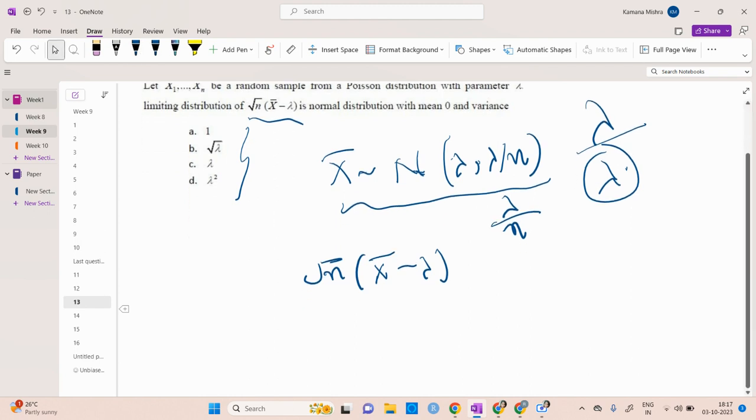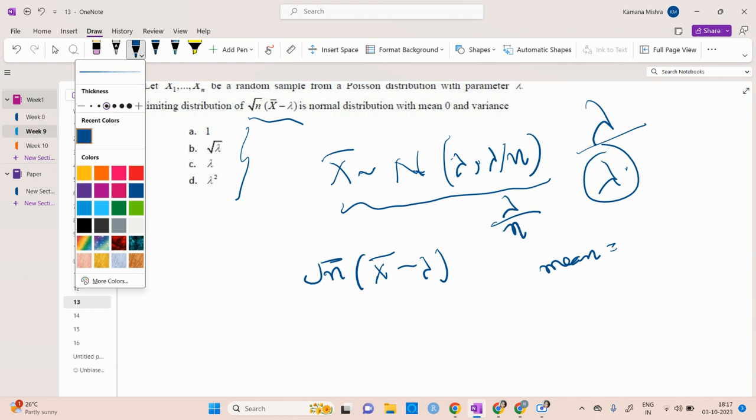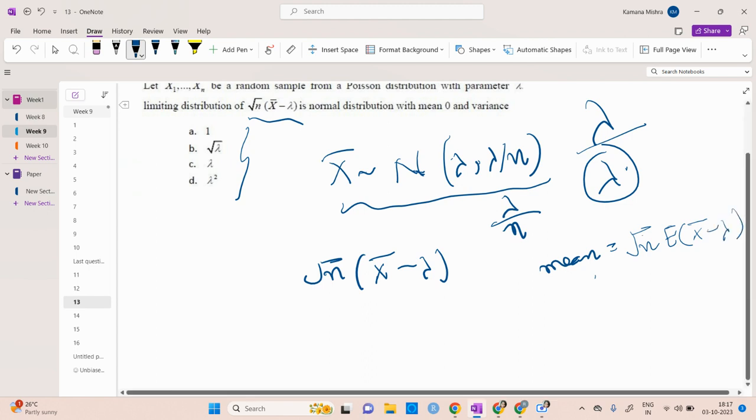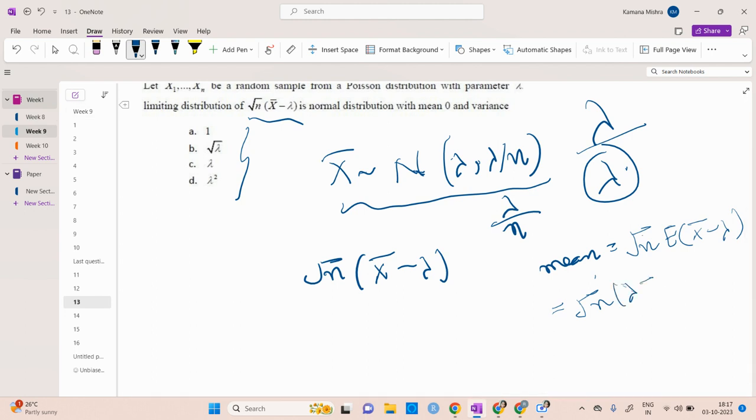So the mean will be root n times the expectation of (x bar minus lambda). Root n is a constant. The expectation of x bar is lambda, and the expectation of lambda is lambda, so it will be 0. So the mean is 0.